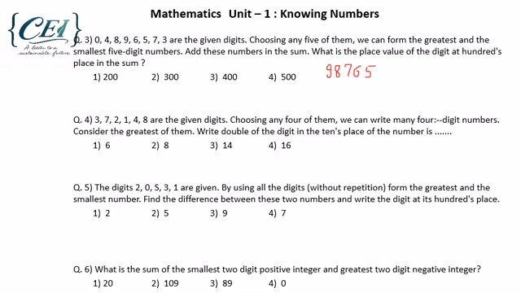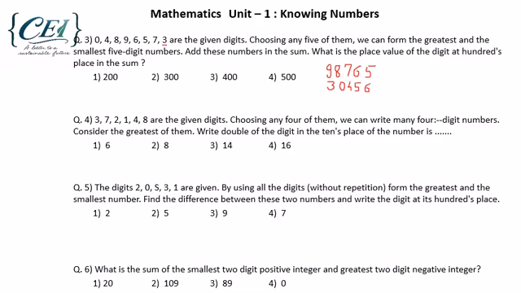Choosing any 5 of them, we can form a greatest and the smallest 5-digit number. Now we have to find the smallest 5-digit number. So which is the smallest digit? The smallest digit is 3. So we should start from 3, then 0, then 4, then 5, and then 6.